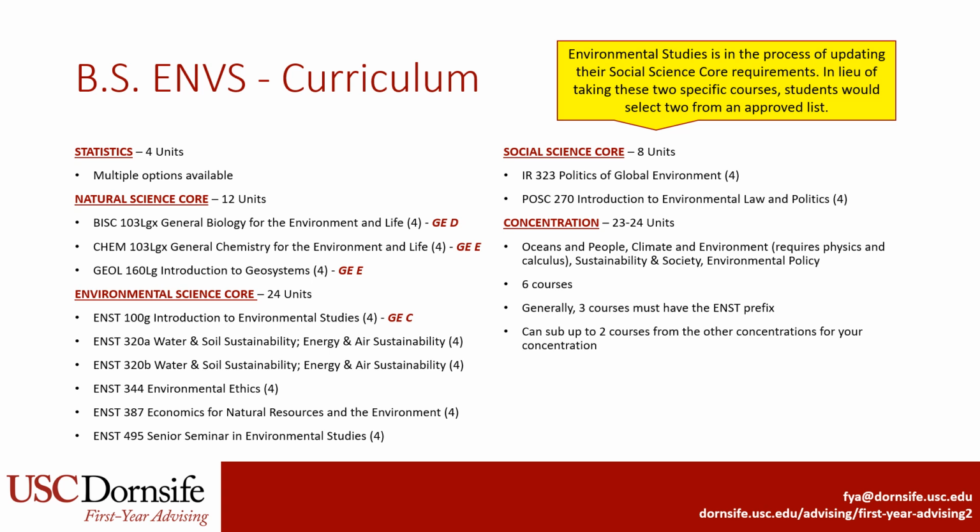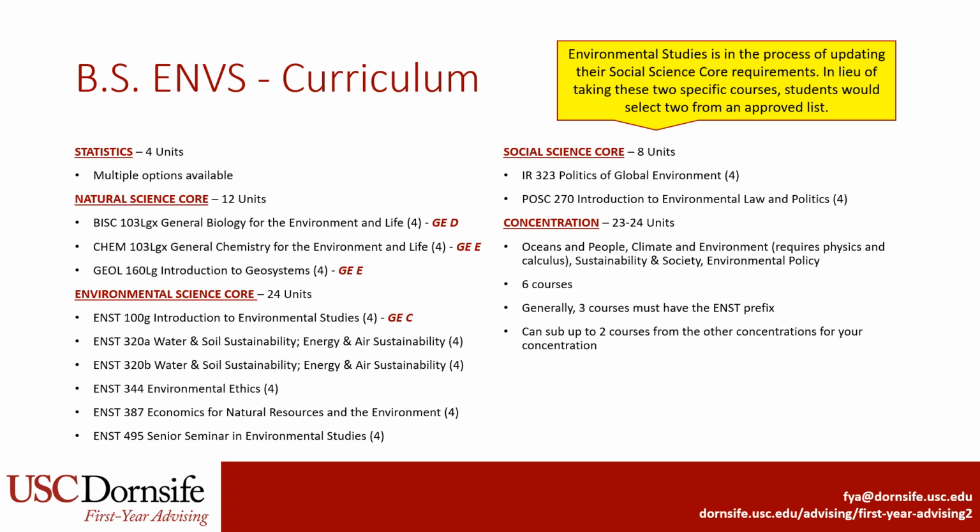Looking first at the Bachelor of Science in ENVS, students take a statistics course, 3 core natural science courses in biology, chemistry, and geology, 6 core environmental studies courses, 2 social science courses, and then their concentration. Note, Environmental Studies is in the process of updating their social science core classes so that students will have more options to fulfill this requirement. This change is highlighted here in yellow, and changes should be reflected in the catalog soon.